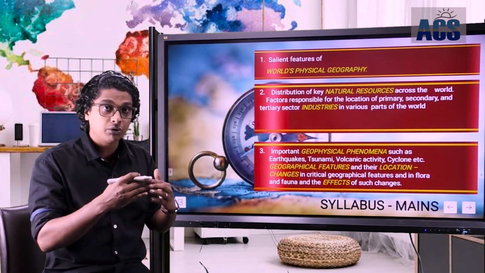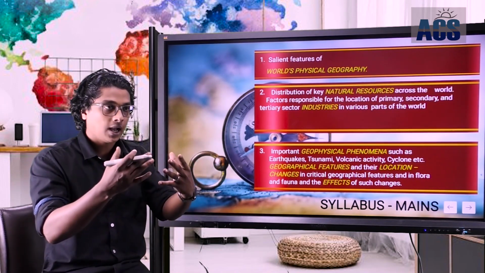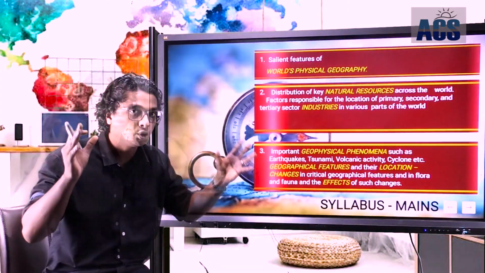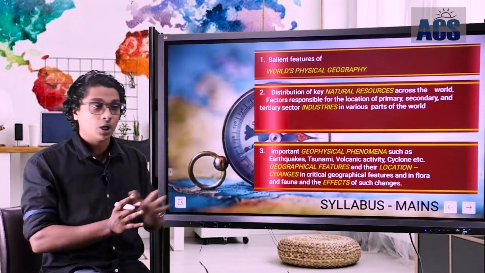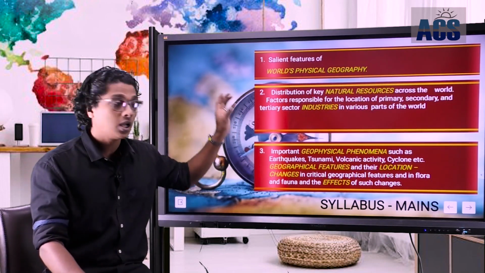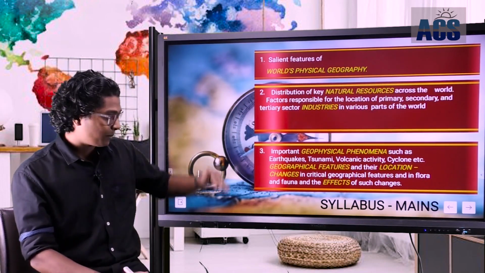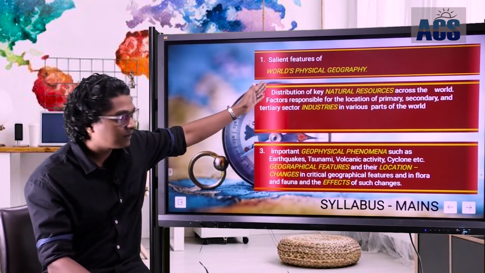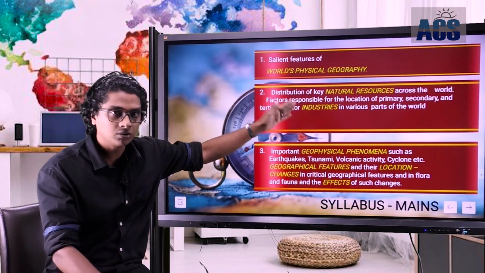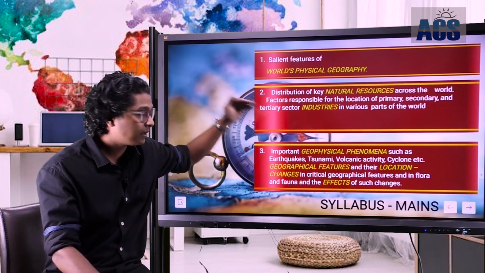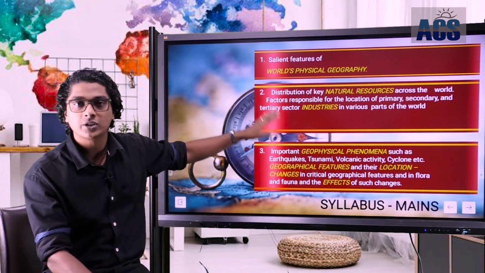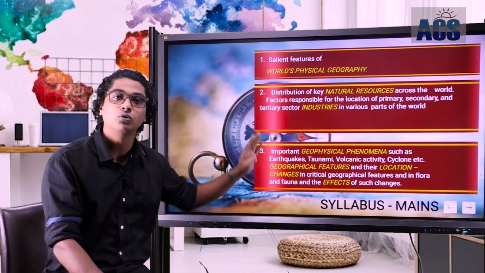So what I'm trying to tell you is this part is more dynamic, and you need to be updated with the articles and everything, and you should know what's happening around you, so that you will be able to answer the questions based on this part of the syllabus. The main syllabus, as I said earlier, is very descriptive. They're talking about the world's physical geography, resources, industries, then comes the geophysical phenomena, the geographical features, their location, the changes and the effect of those changes.